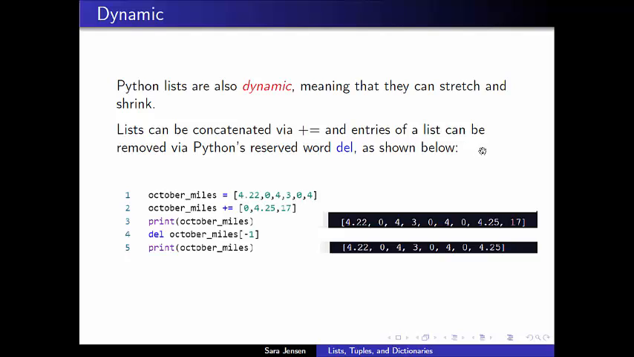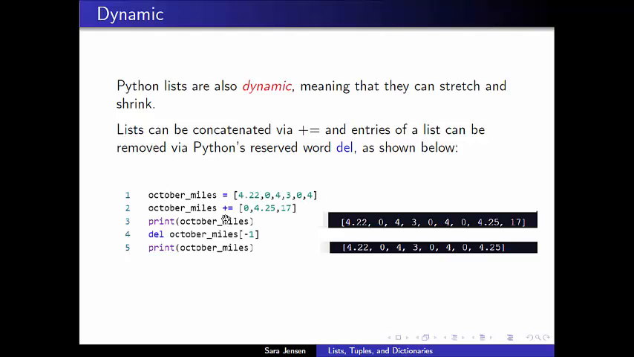Let's imagine as an example that we're keeping track of miles run over the month of October. So we create a Python list object that we name October miles, and it starts out with what we've run so far. This many miles on day 1, this many miles on day 2, etc. But as the month goes on, we may run some more and want to update our list to reflect that.